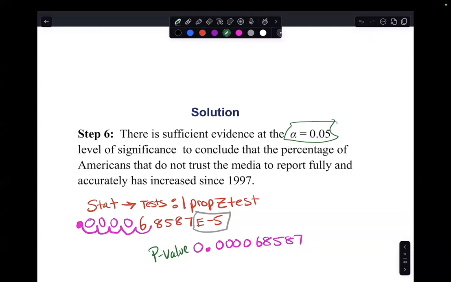But it doesn't matter. We could have gotten 0.046 and it's still smaller. So if it's smaller at all than our alpha, we reject the null hypothesis. Are we good? Okay.